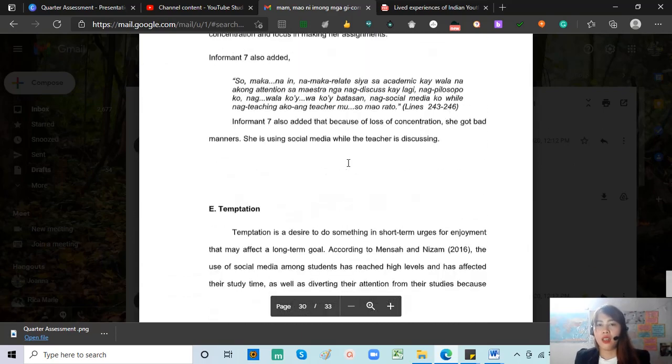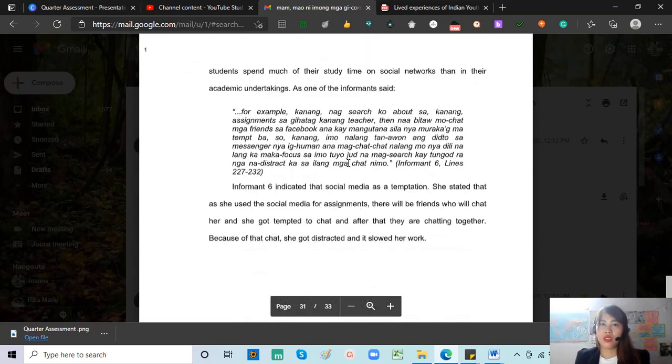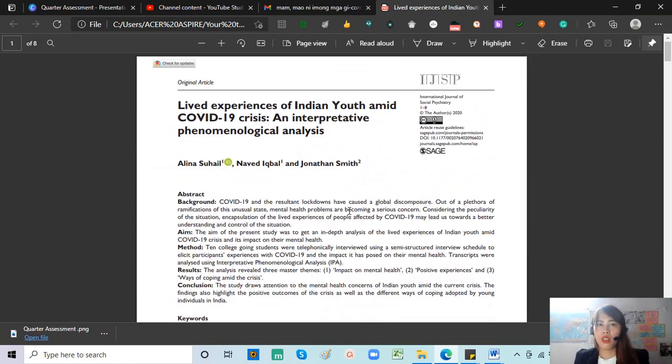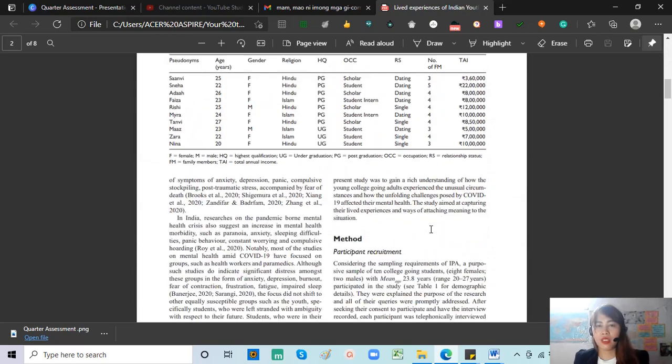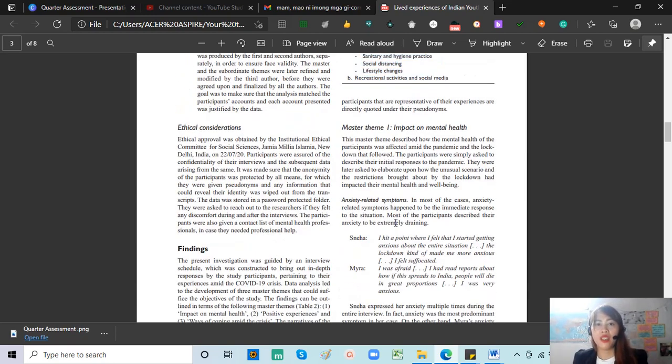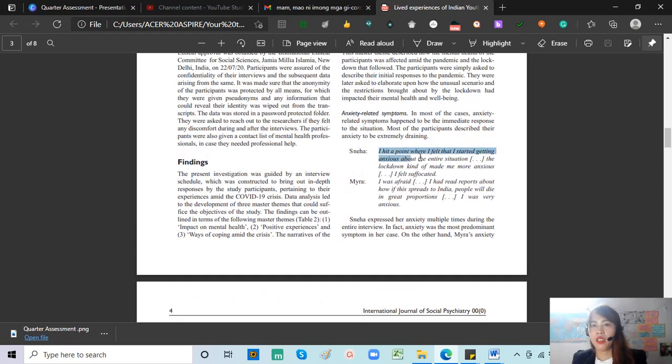Okay. And then here is another example. The title of their research paper is Lived Experiences in the News Amid COVID-19 Crisis, and it is a phenomenology. Then if you have noticed, in the presentation of the themes: one, impact on mental health, then positive experience, the ways of coping with the crisis. And you will notice that these are actual answers from your informants.